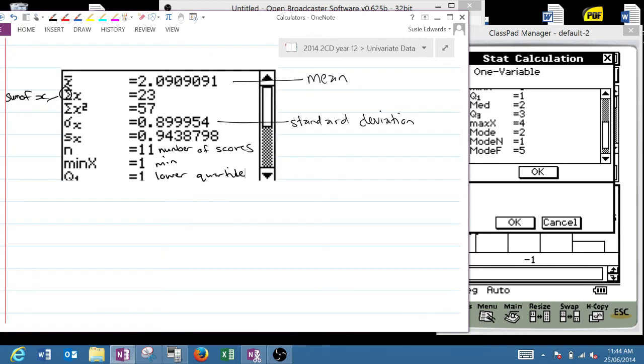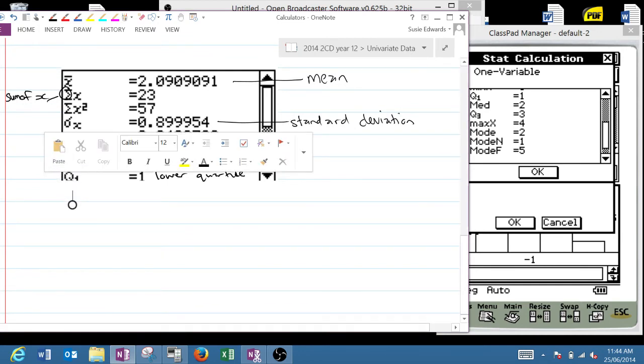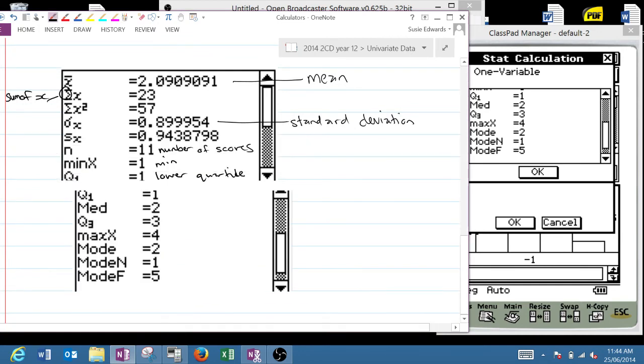Now, sometimes on your calculator it has lots and lots of modes. Your calculator doesn't work with no mode. You know how you said there's no mode? Instead, what your calculator does is it lists all of them. So if you've only got 5 numbers and they're all different numbers, then your calculator will go mode 1, mode 2, mode 3, mode 4, mode 5, okay? So just be aware of that. But for this one there is a mode, so it's 2. So we'll go with this.